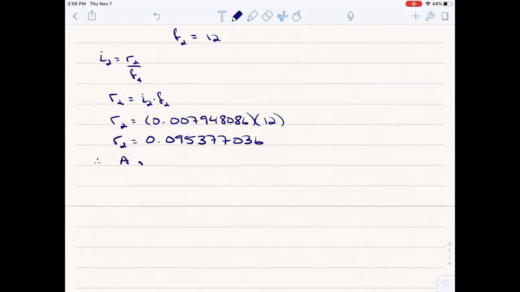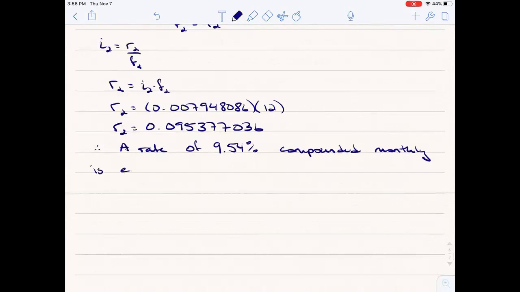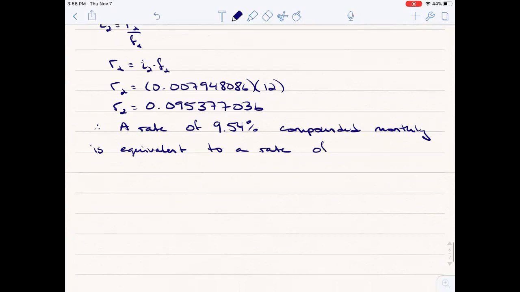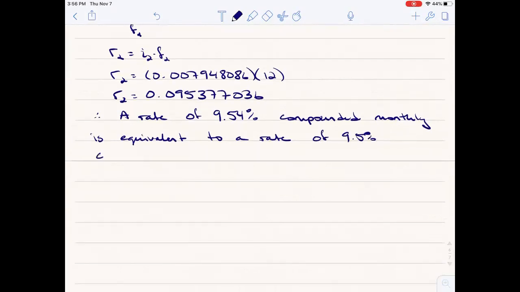So therefore, a rate of 9.5, and I'll round it to 4%, compounded monthly is equivalent to a rate of 9.5% compounded continuously. Nice. Any questions about that?